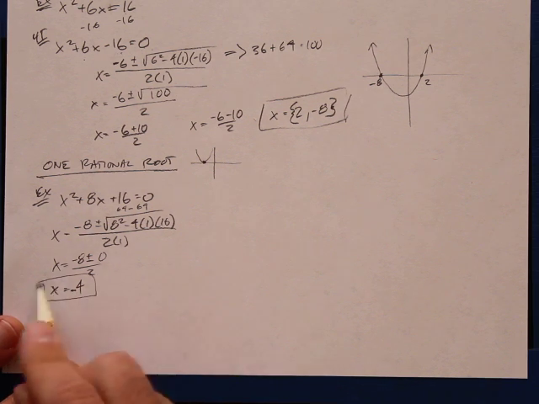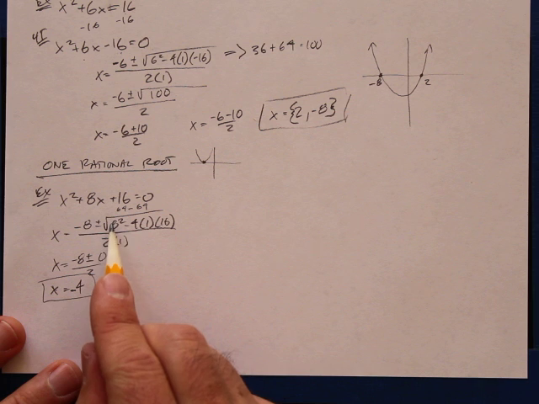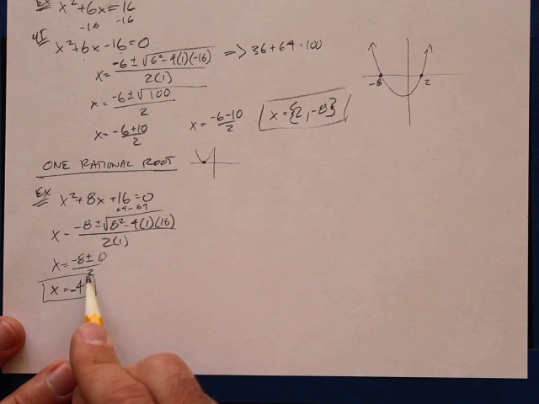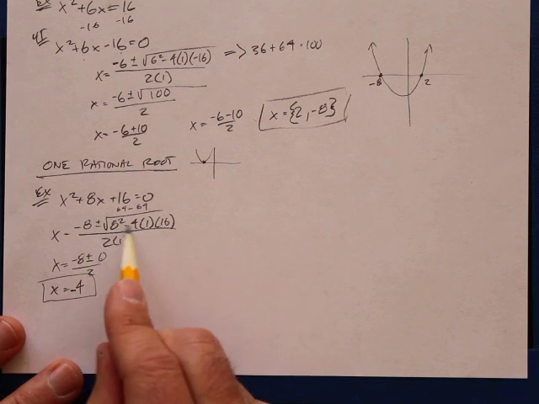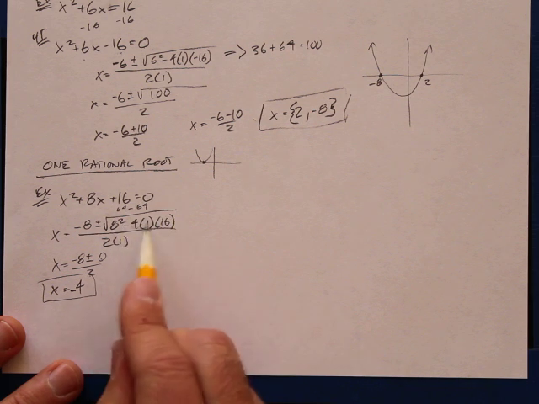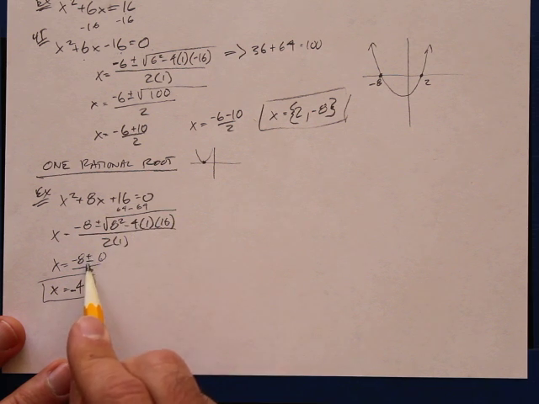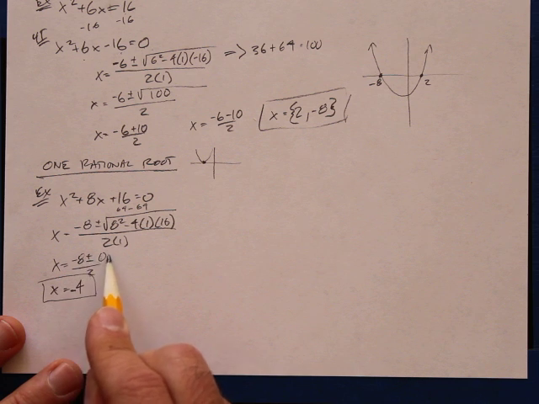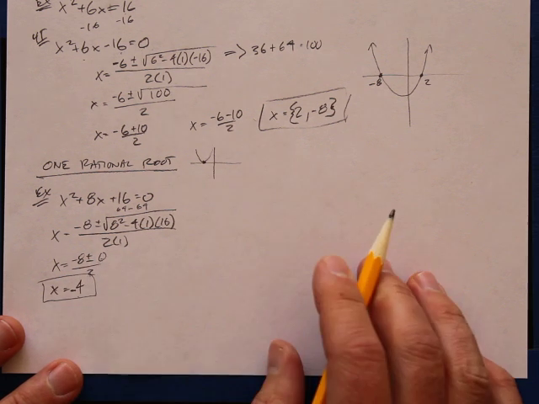So I end up with just one root. When in here I have 0, I'm just going to end up with one root. Whatever's inside the radical, if that becomes 0, then I end up with something plus or minus 0 over 2. I end up with just one root.